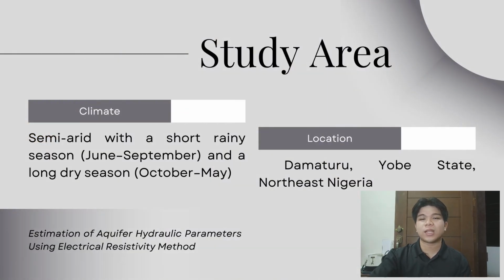Damaturu is located on latitude 11.744 degrees north and longitude 11.961 degrees east. It is within Yobe state, northeast Nigeria. The study area experiences an annual rainfall of 600 mm and evapotranspiration of about 2000 mm.